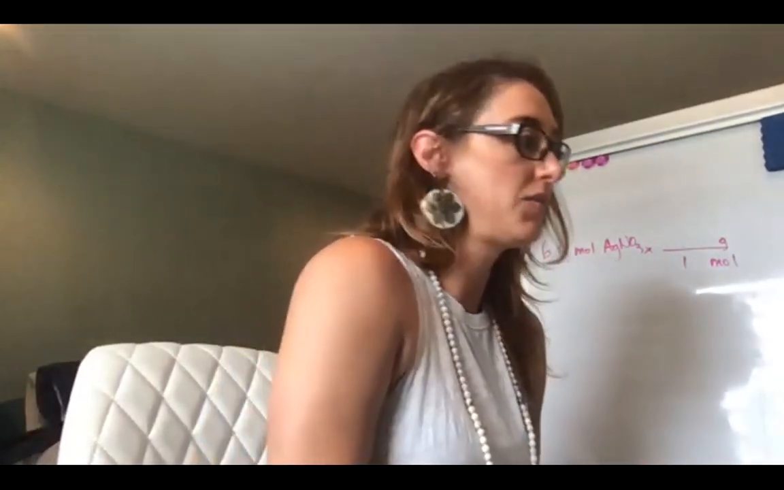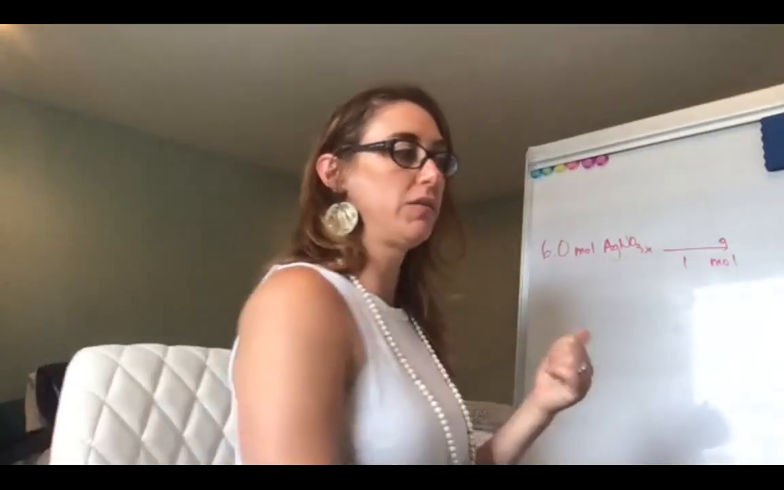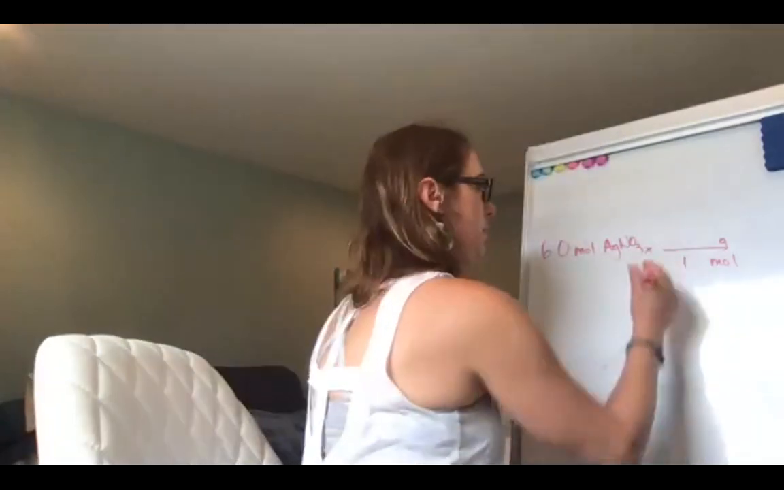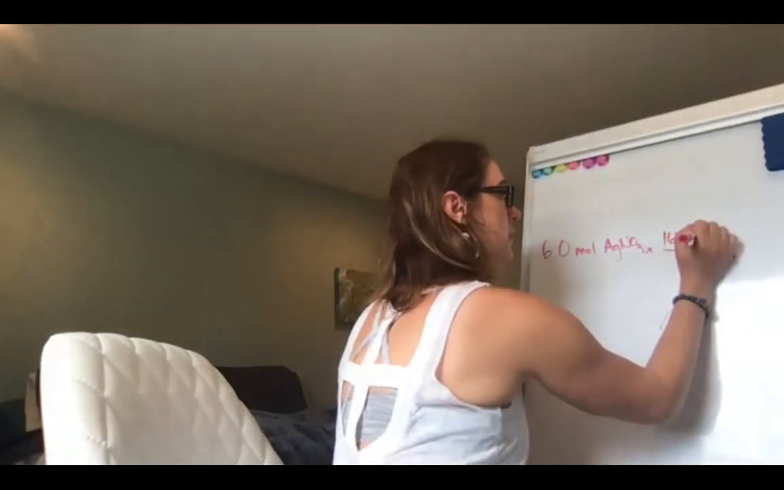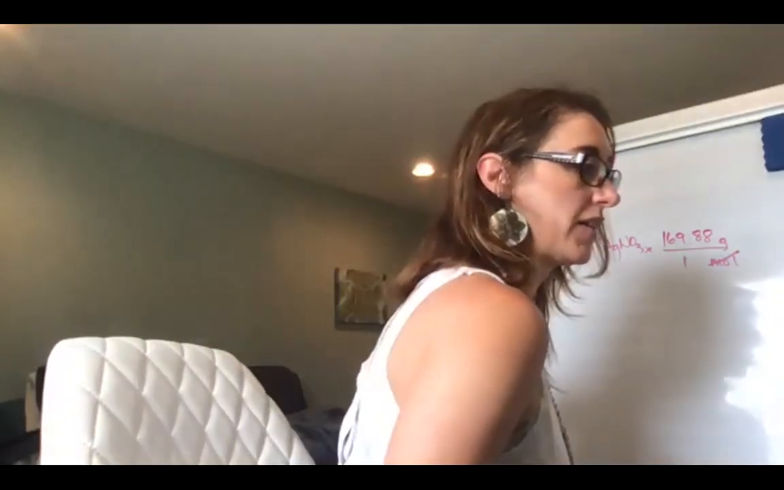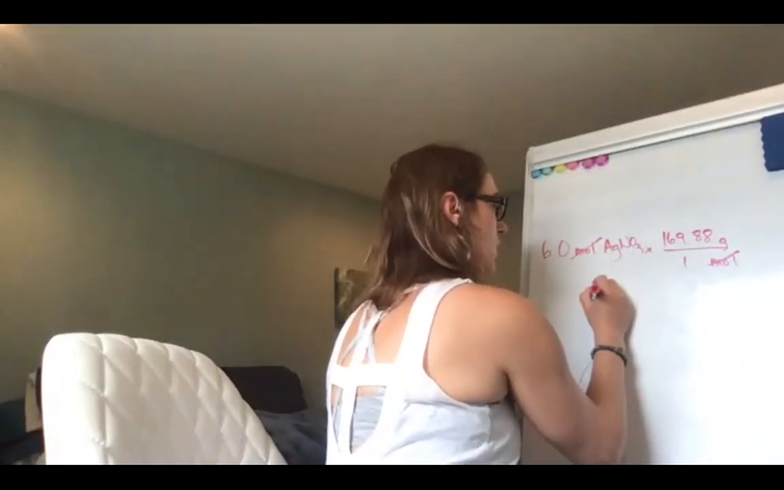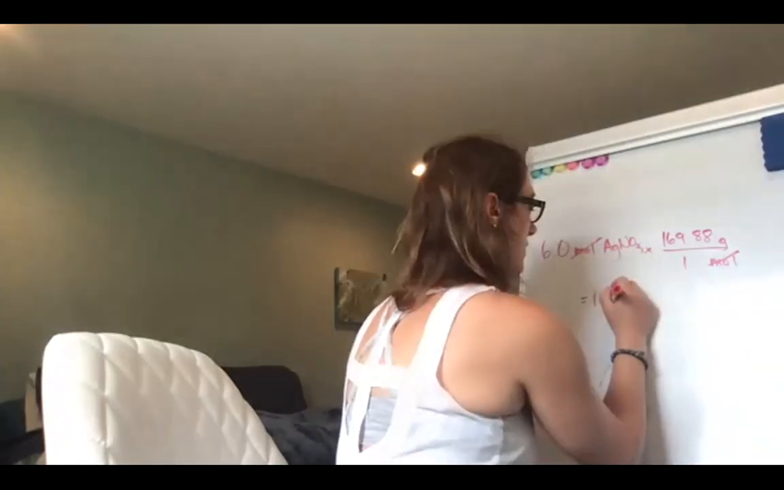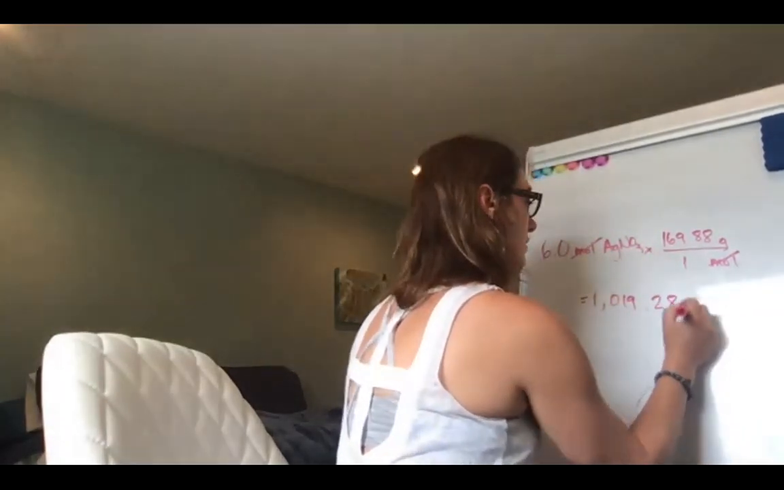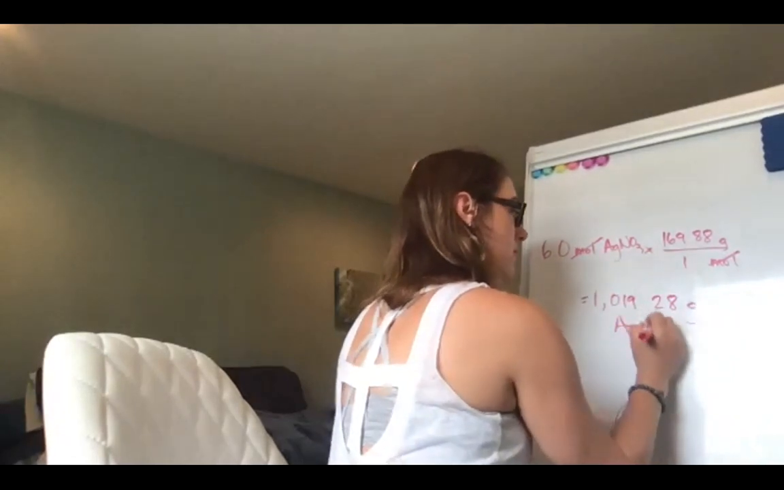And the molar mass of silver nitrate, 1 silver, 1 nitrogen, 3 oxygens, its molar mass is 169.88 grams. Moles cancel, and this measures out to 1,019.28 grams of silver nitrate.